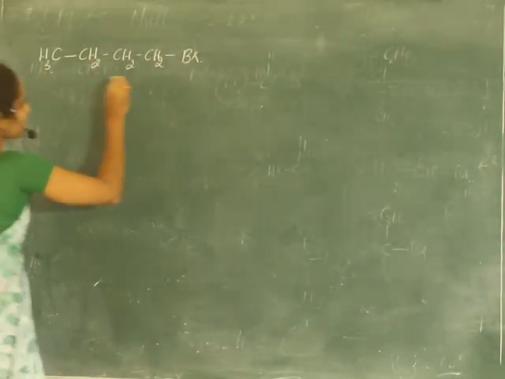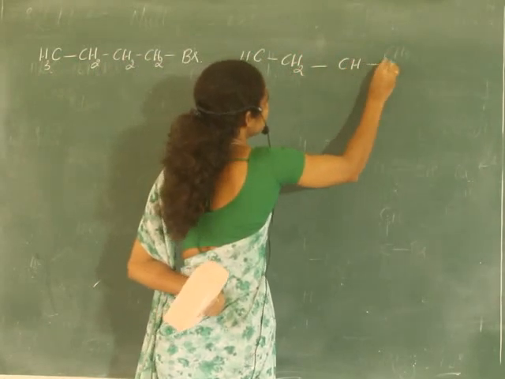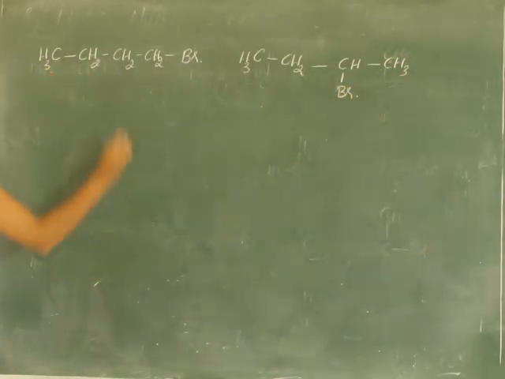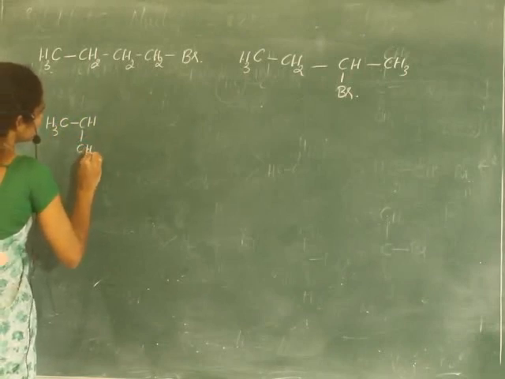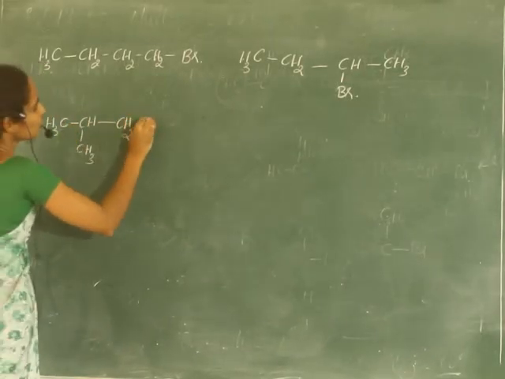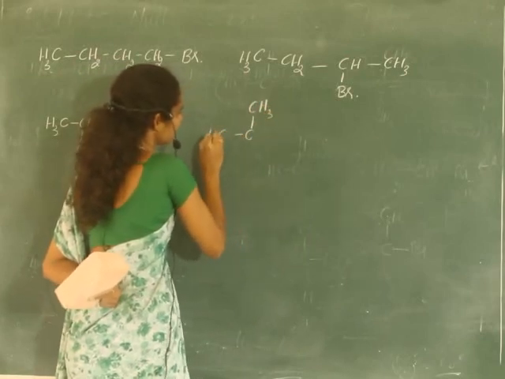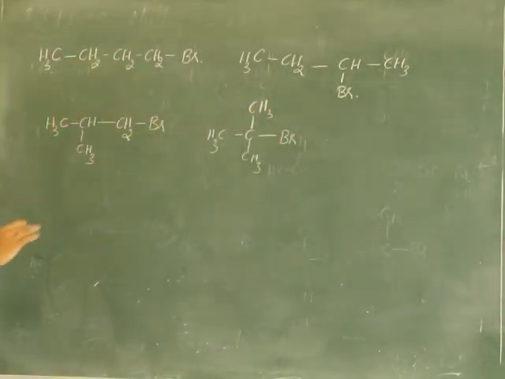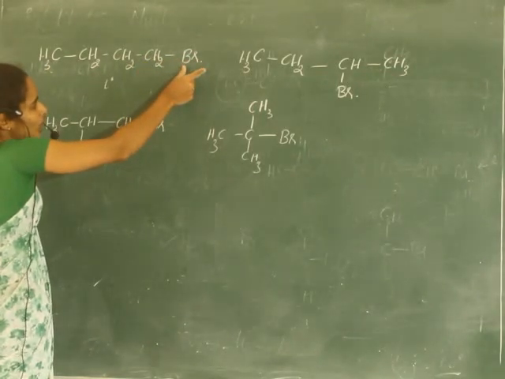This compound, CH3, CH2, is one isomer. Again I will write one more isomer, that is CH3, CH3, and here it is CH2, 1, 2, 3, 4, 5, Br. One more isomer, right, like this.